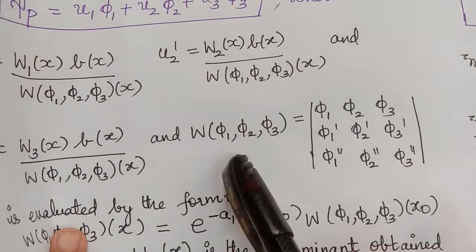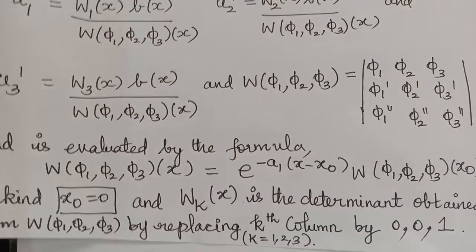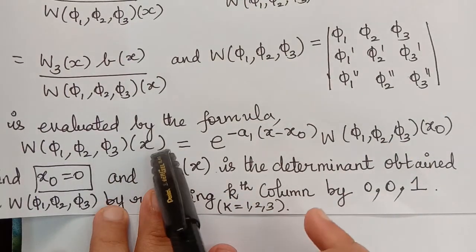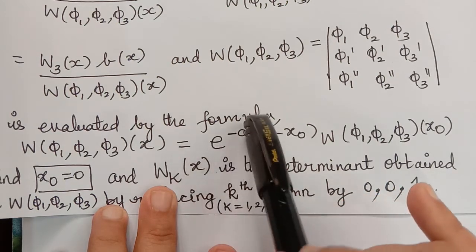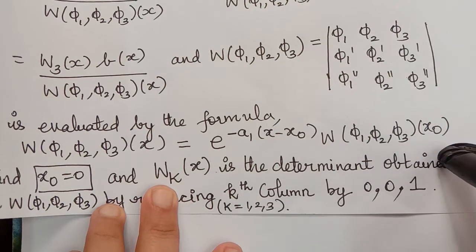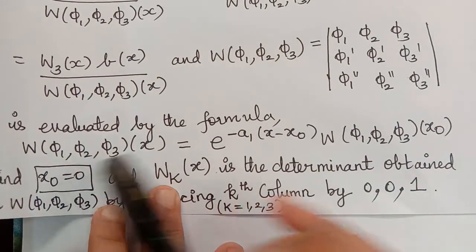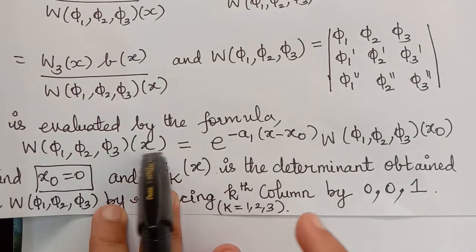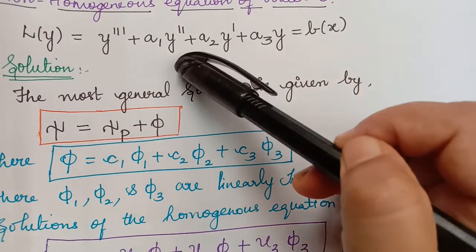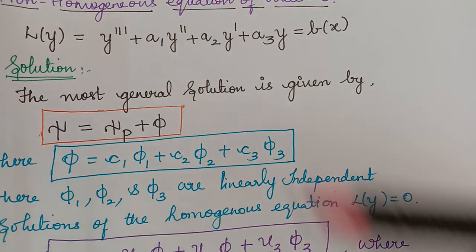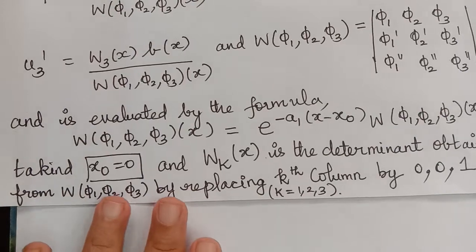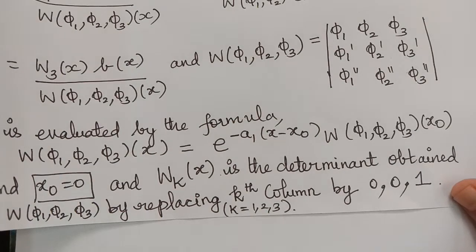And to make it simple, to find the Wronskian, we will be using the formula for Wronskian which we have learnt as a theorem previously. The formula for Wronskian is given by e power negative a1 multiplied by x minus x naught times the Wronskian of phi 1, phi 2, phi 3 of x naught. In particular, we take the value of x naught to be equal to 0 and substitute here, where this a1 is the coefficient of y double dash. If you see here, the coefficient of y double dash is a1. So this value we have to consider and substitute to make it simple to find the Wronskian. Maybe if we do a problem on this, you will understand it better.